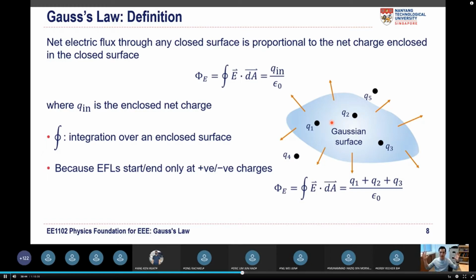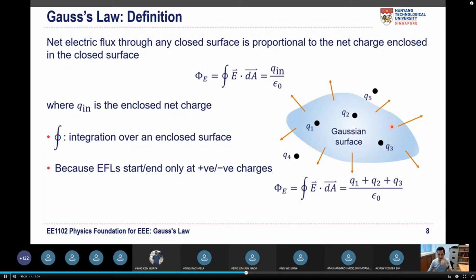So net electric flux being positive means there are more lines coming out of the surface than lines going into the surface. And net flux negative means there are more lines going into the surface than coming out of the surface. And what this says is that the net flux, whether it is positive or negative, depends on how much charge is enclosed within this Gaussian surface.